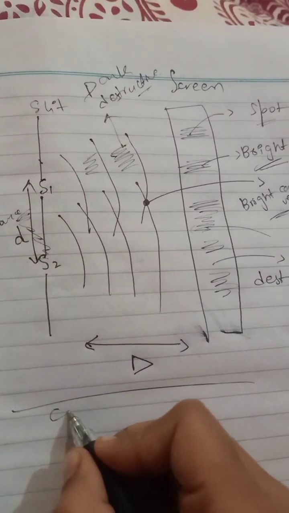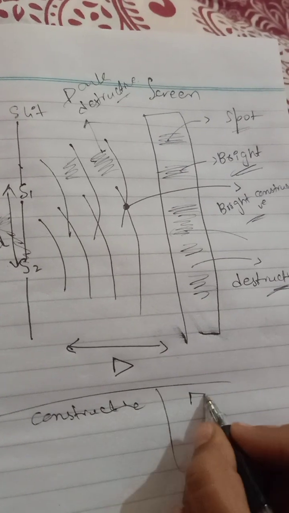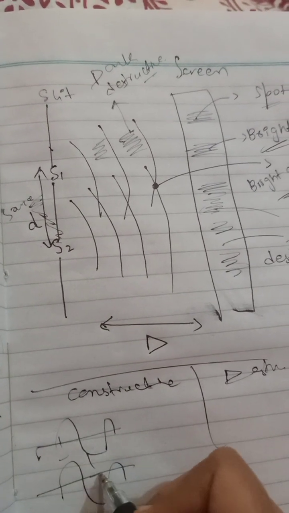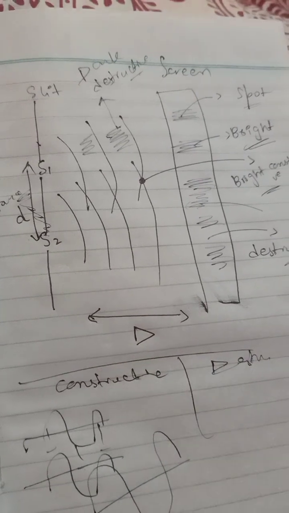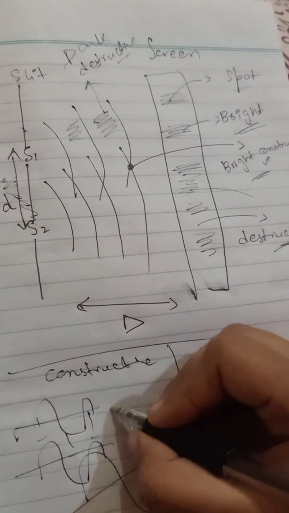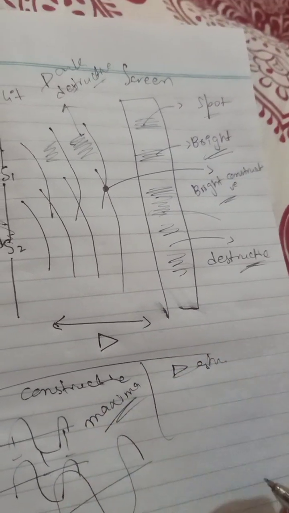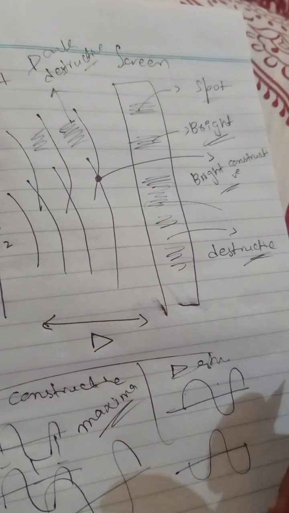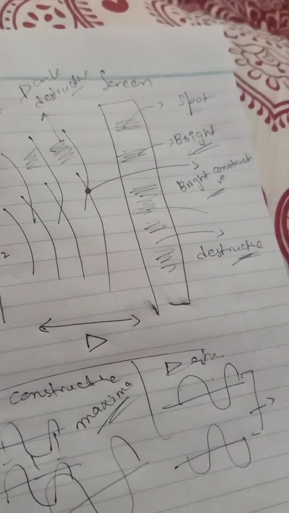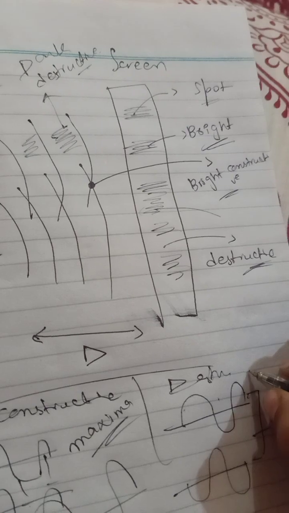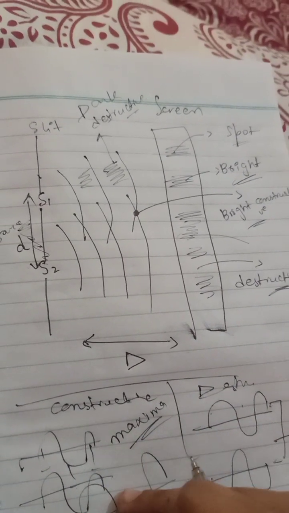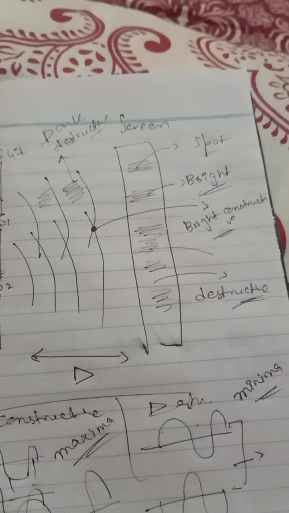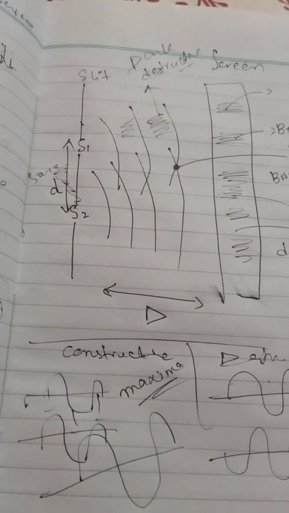Let me tell you about constructive and destructive interference once more. Constructive means, for example, this is a wave and this is a wave. The crest will meet the crest, so a bigger wave will be produced with more amplitude, which means height. That wave will be maxima, the maximum. For destructive, for example, this is a wave and this is a wave. Here the crest and trough cannot match because the phases are opposite. So a dark fringe will occur, which is minima. So this is about that.